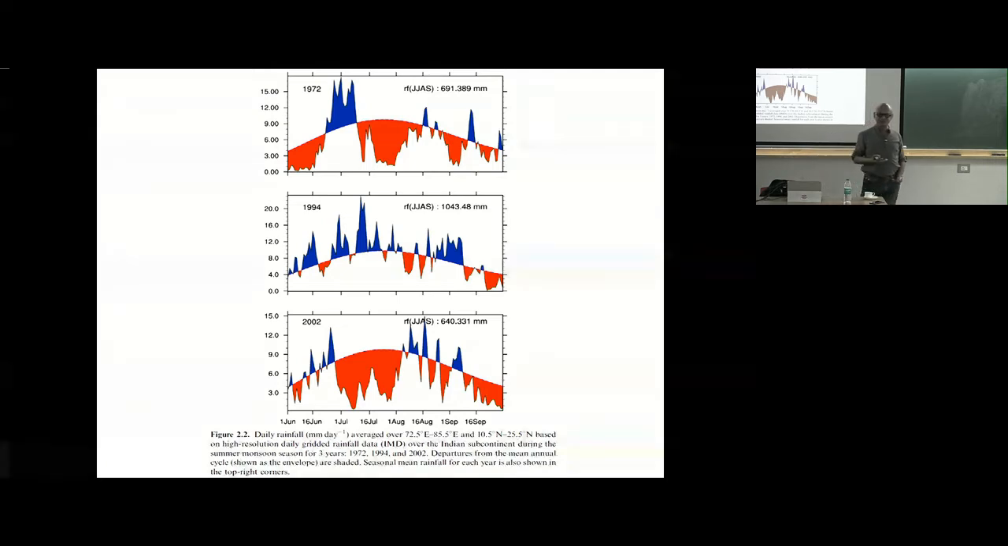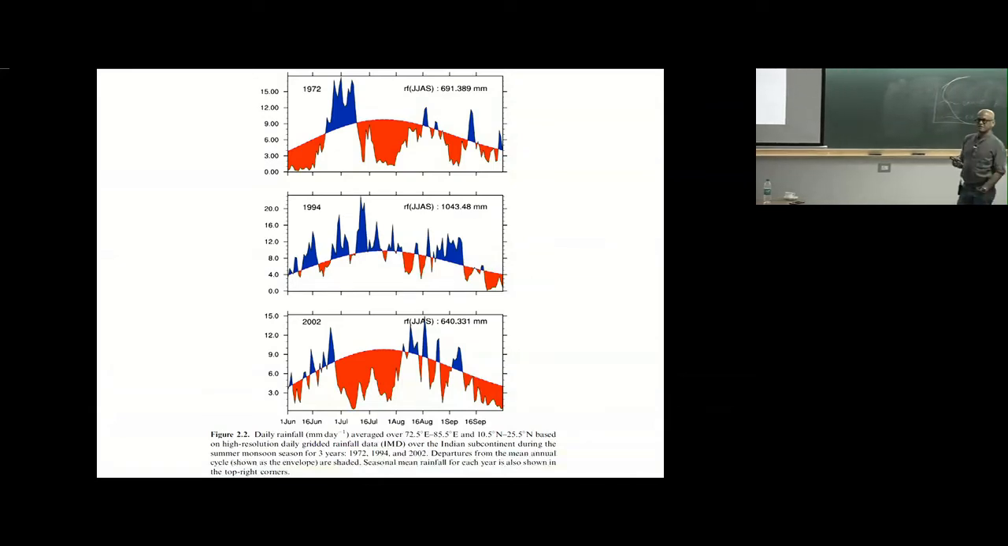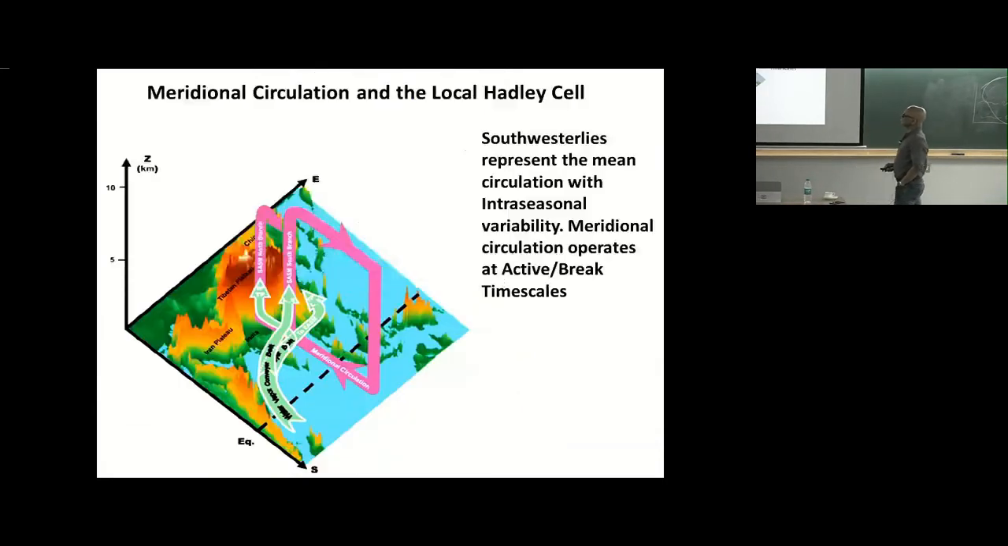Okay, so it's complicated. Just remember that there is onset, there is withdrawal, hence there is a length of rainy season. There are active and break periods, which means there are a number of rainy days. Everything can change. The number of rainy days can change, or the number of rainy days can remain the same, but the amount of rain on those days can change, and so on and so forth. So all those things have to be kept in mind.